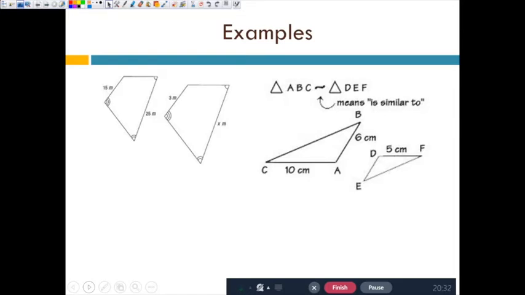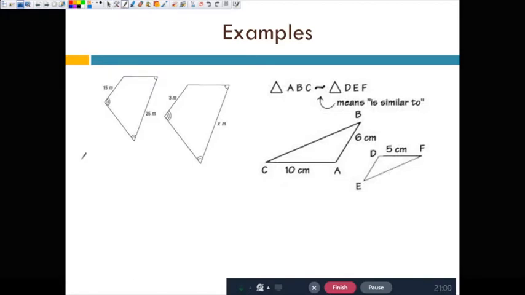This length here is 15 meters. This length here is 25 meters. The corresponding side to this figure, the 15, is 3. And the corresponding side to this figure would be x. Okay, so the first thing I'm going to do is set up my proportion for this figure. Okay, so I need to put 15 over 25 or 25 over 15. It doesn't matter. Okay? So let's just do 15 over 25.